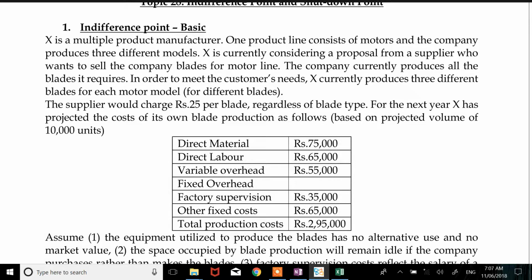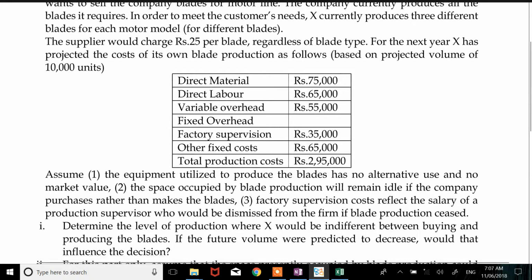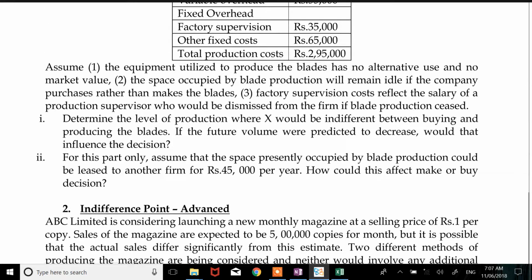Okay, now I'll have to calculate the indifference point, is what they're asking. The indifference point between the two alternatives which they have talked about: one, buying the blade, second, producing the blade. So I'll have to find the indifference point between buying the blade and producing the blade. When should I buy the blade? When should I produce the blade? Working note 1, calculation of indifference point for part 1.